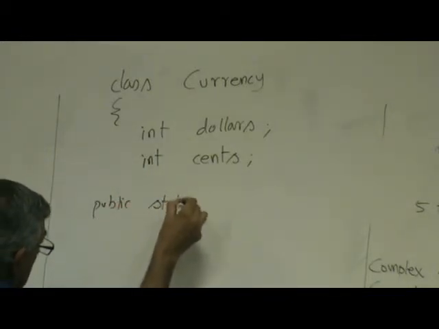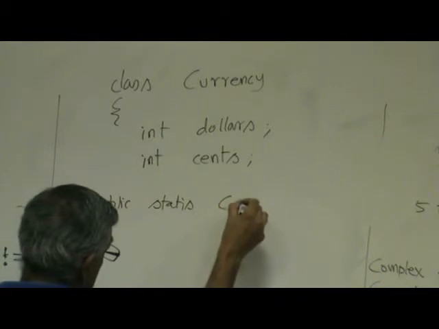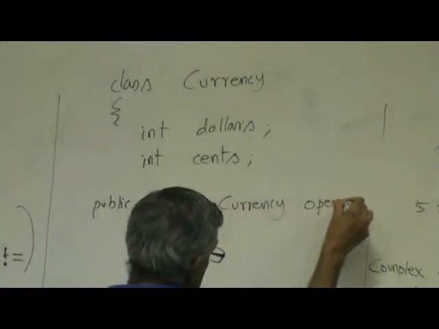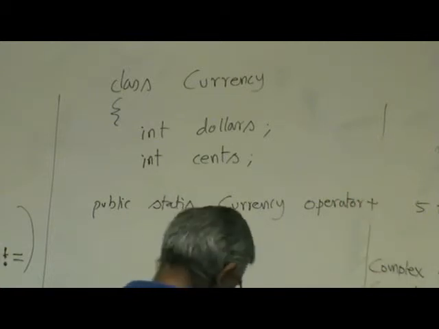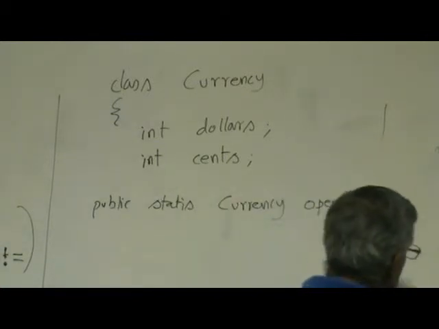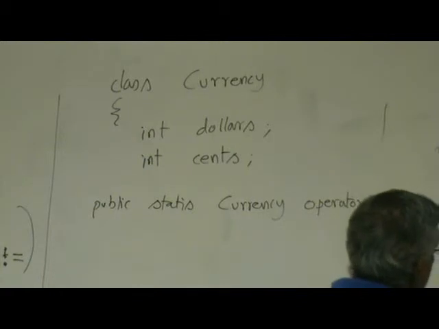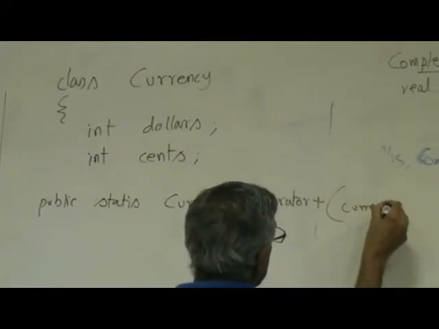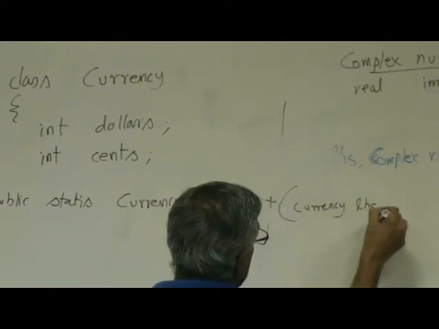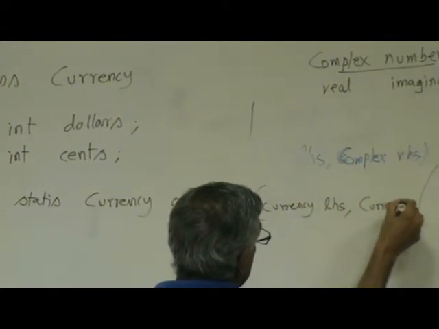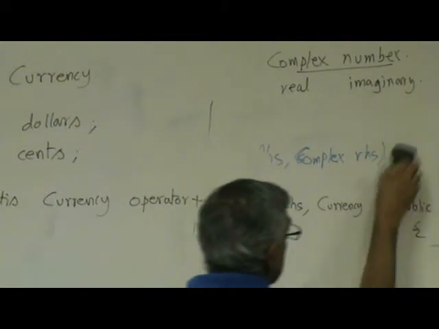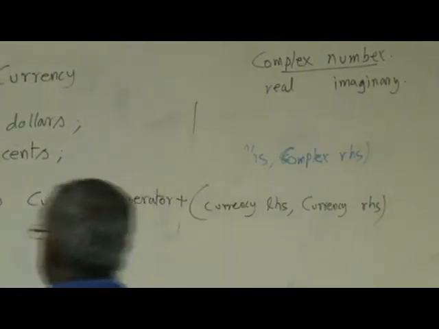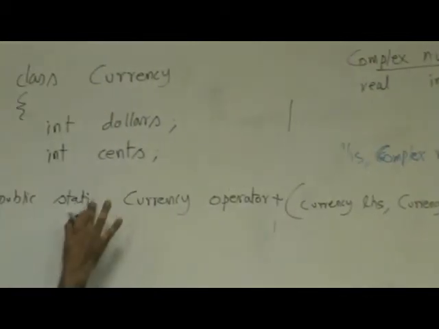public static currency operator plus. Okay, and again, whenever we add things, we add two, so there will be a currency left hand side, currency right hand side. Okay, static.